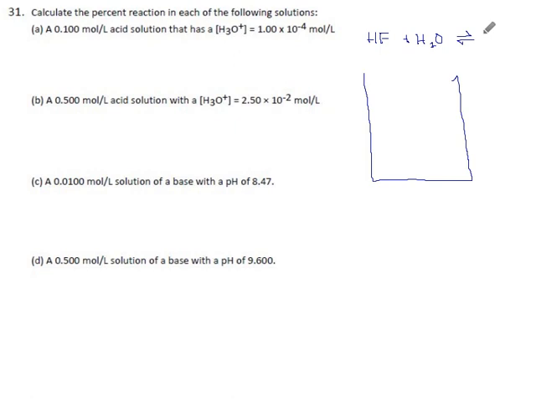The HF will give away hydrogen to produce hydronium, and we'll be left with some fluoride ions. Now, the trouble is, the equilibrium constant for this is actually very small. And what that means is the equilibrium is way to the left.